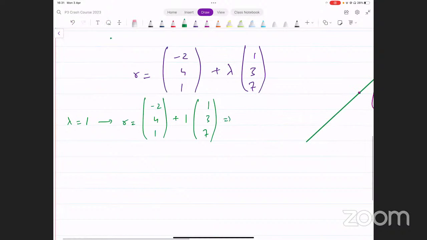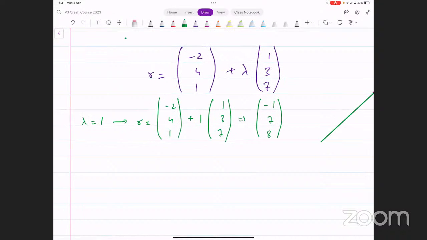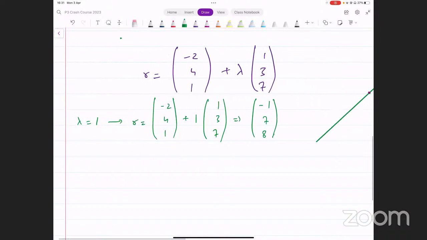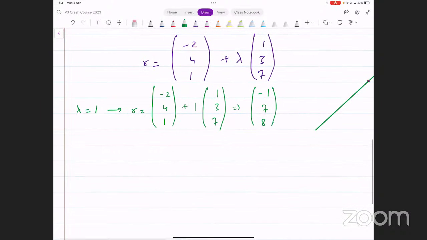This is equal to (-1, 7, 8). This is another point on the line. Okay, so if we input lambda equal to 1, we get another point on the line. It might be somewhere here. Okay, so that's another point on the line. If you input another value of lambda, you get another point on the line.